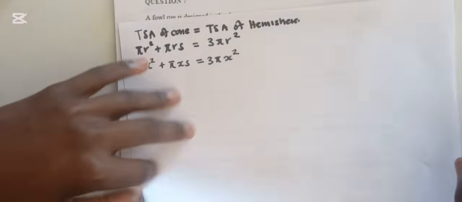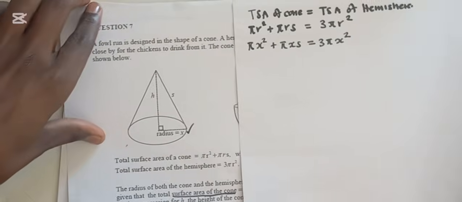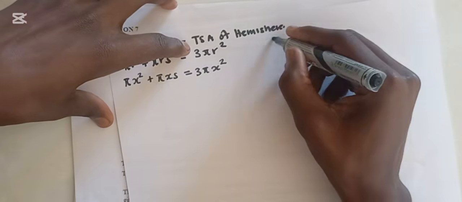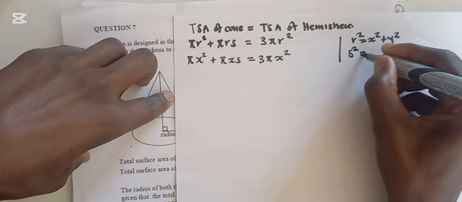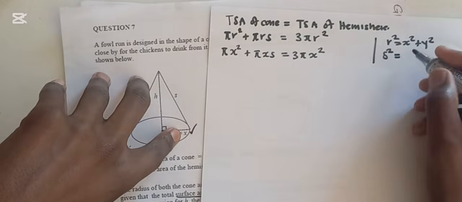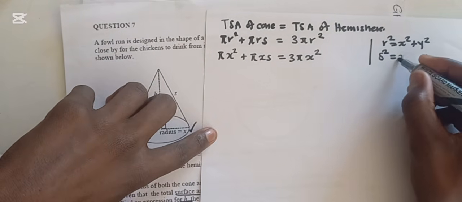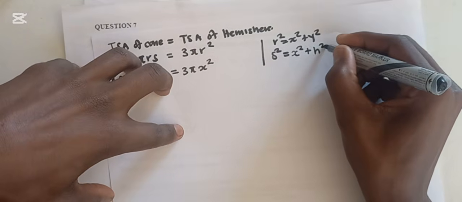Let me use it aside from here. Okay, let me just use it here so that you can be able to see. So here we're going to use the theorem of Pythagoras, which says that the slant height, which is s, squared equals x squared plus h squared. Now it's not the radius r, it's x now. So it's going to be x squared, and h squared. I don't know if it's clear.